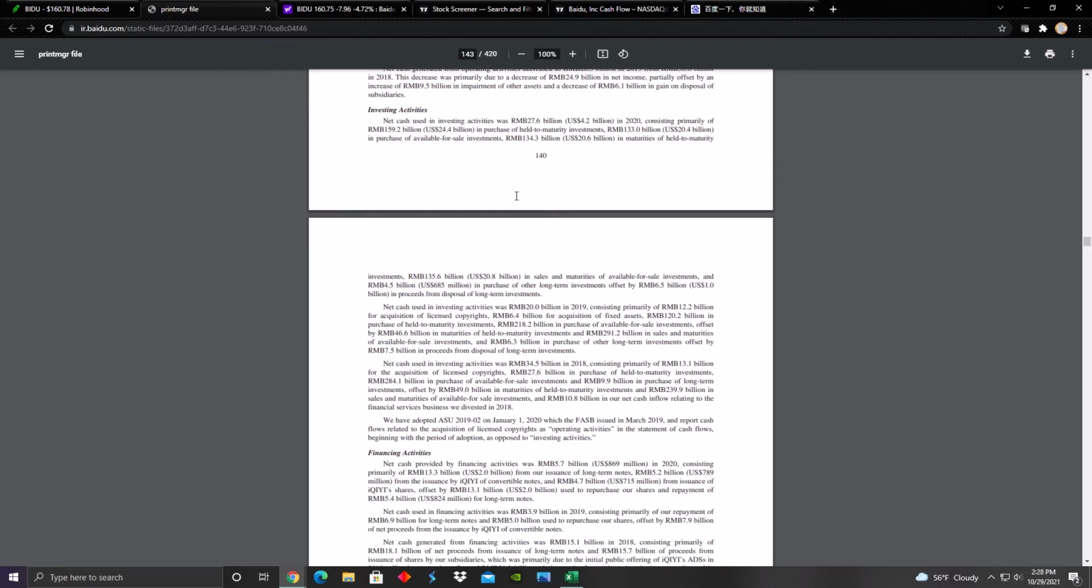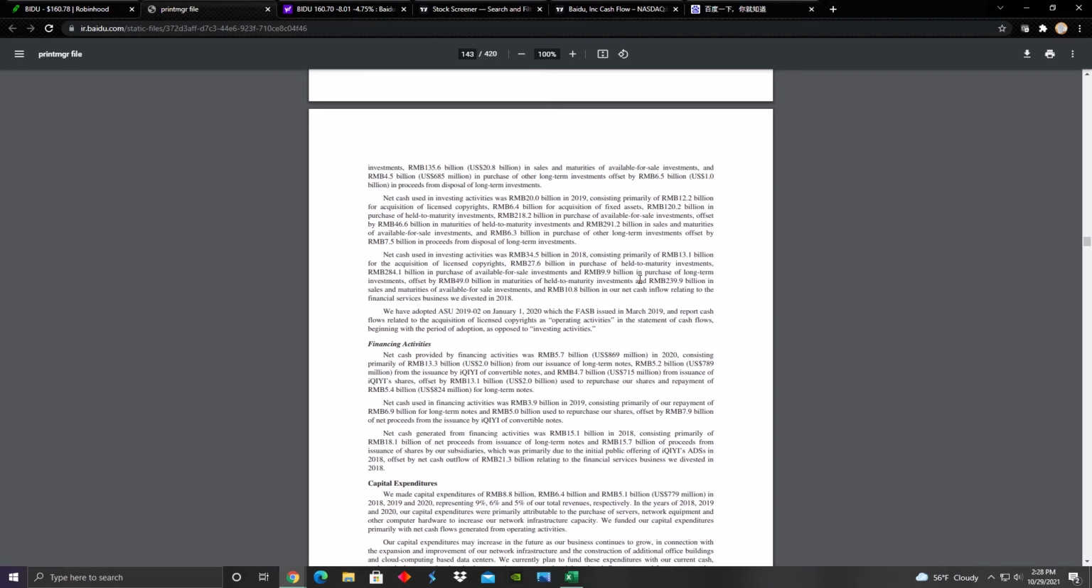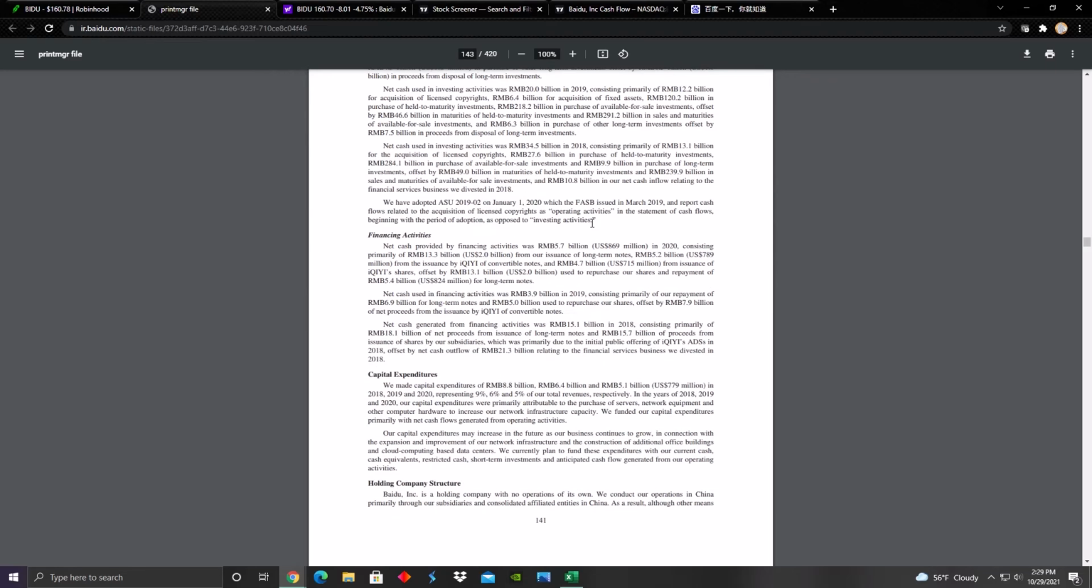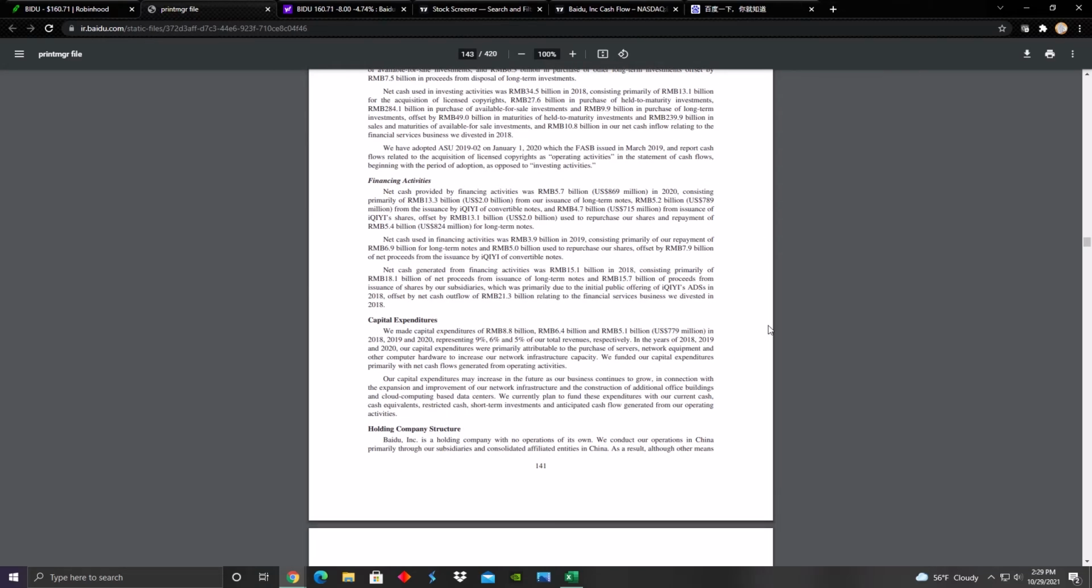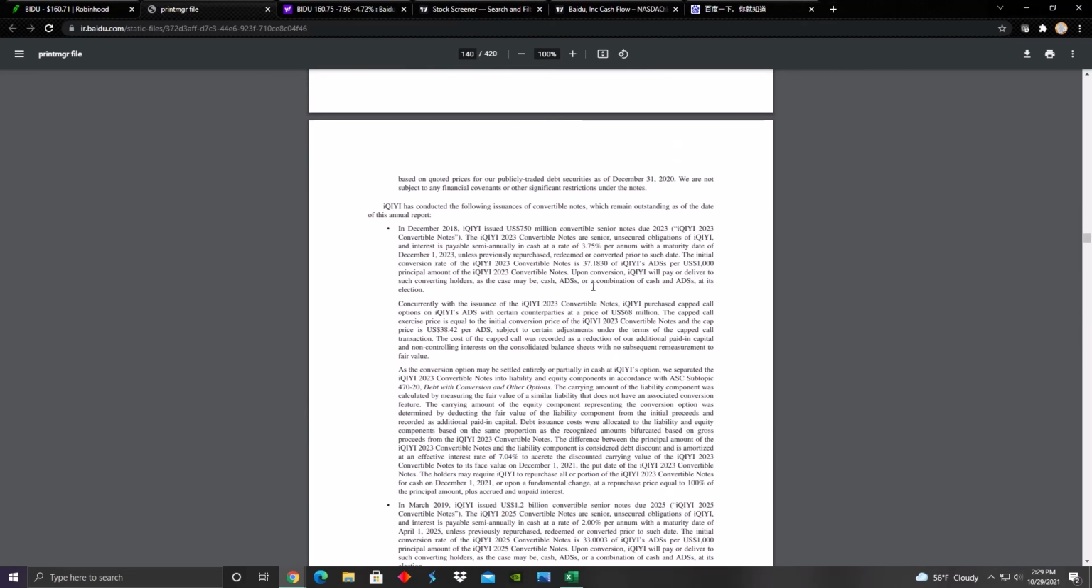Investing activities, we can see right here, consists primarily of purchase of held to maturity investments and proceeds from disposal of long-term investments, as well as acquisition of fixed assets, held to maturity investments, for sale investments. So there it is. I'm not sure really what exactly that entails, but yeah. Financing activities, mostly from repurchase of shares and issuance of long-term notes. Okay, so that's basically their financial statements.